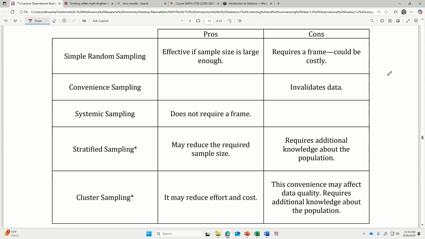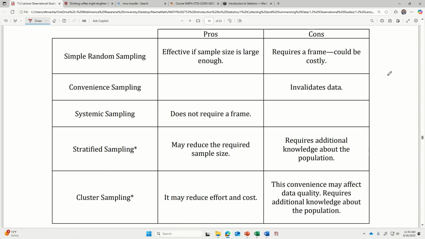Convenience sampling invalidates your data because it could introduce confounding variables. Systematic sampling does not require a frame, and so in a lot of ways that makes it better than simple random sampling, if you can come up with a good method of doing systematic sampling.